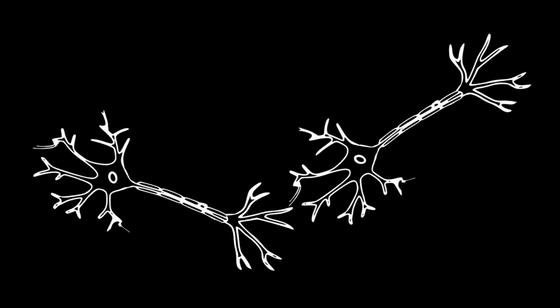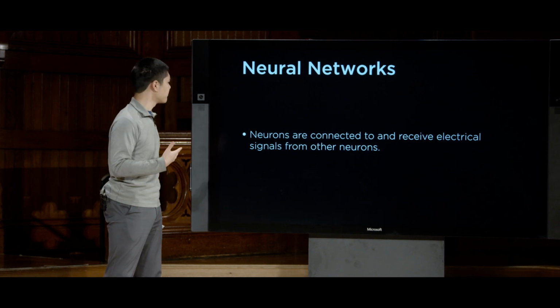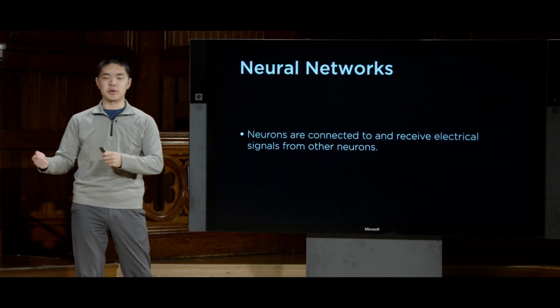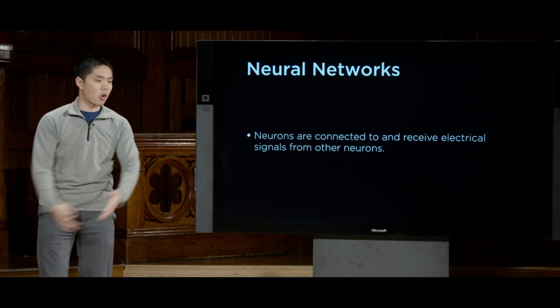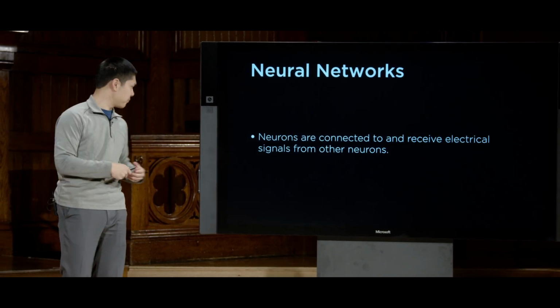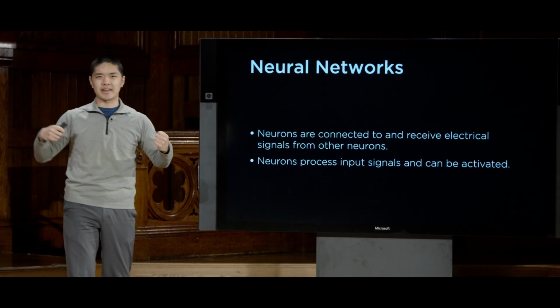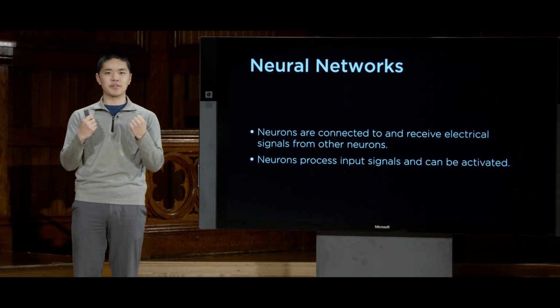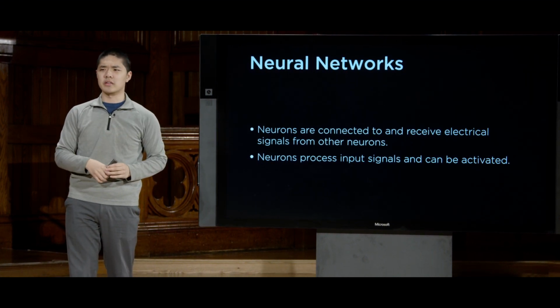In particular, if you think about the structure of a biological neural network, something like this, there are a couple of key properties that scientists observed. One was that these neurons are connected to each other and receive electrical signals from one another, that one neuron can propagate electrical signals to another neuron. And another point is that neurons process those input signals and then can be activated, that a neuron becomes activated at a certain point and then can propagate further signals onto neurons in the future.